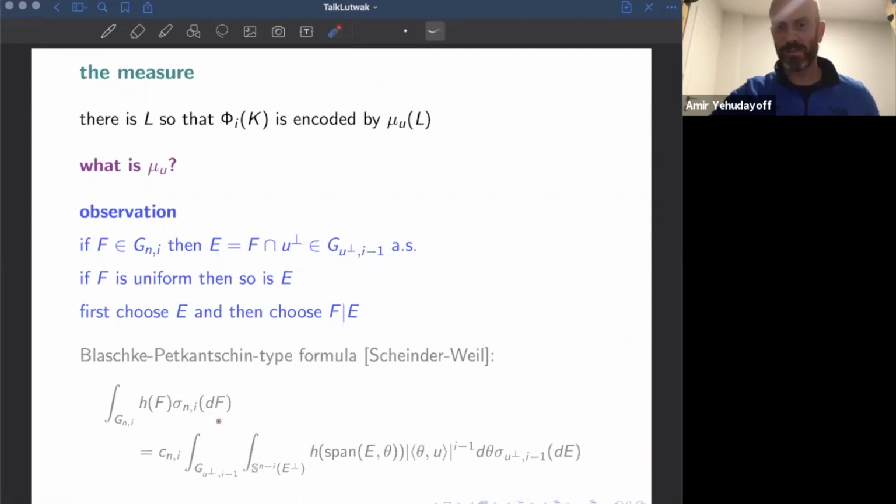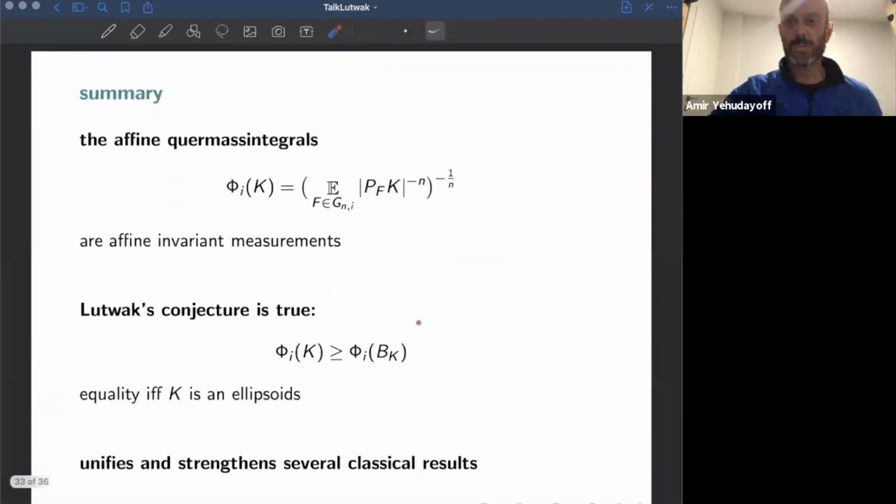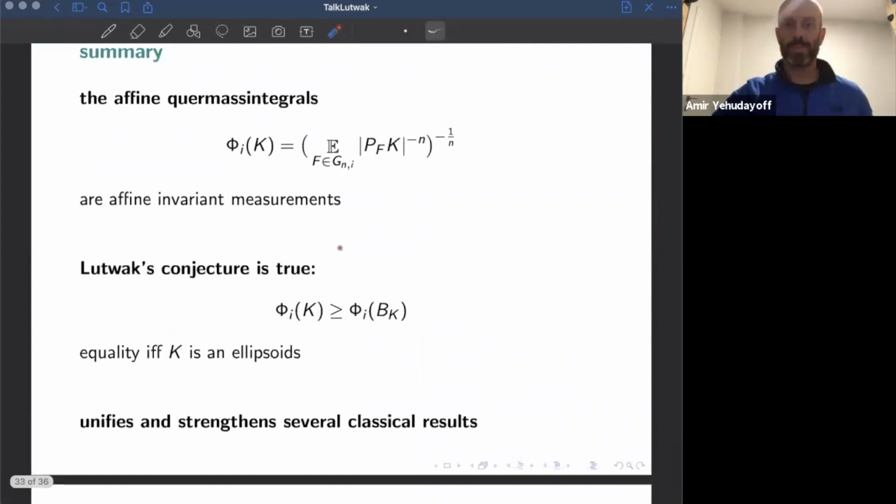But this is a formula that captures exactly this intuition. Okay. So this is the measure. It is written here. Okay, so this is one thing I wanted to say. So just the summary so far is that this inequality is true, and it sort of unifies several other inequalities.